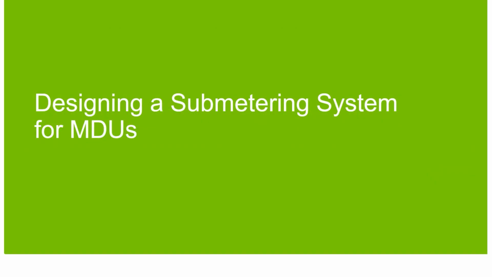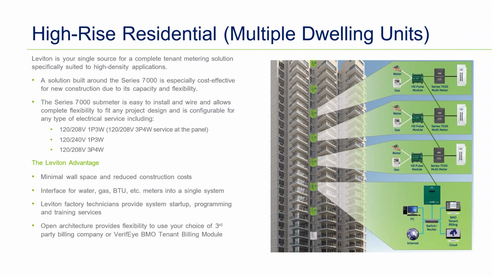Let's review some of the key aspects of designing a submetering system for MDUs. Leviton is your single source for a complete tenant metering solution specifically suited to high-density applications. A solution built around the Series 7000 is especially cost-effective for new construction due to its capacity and flexibility. The Series 7000 submeter is easy to install and wire and allows complete flexibility to fit any project design and is configured for any type of electrical service.